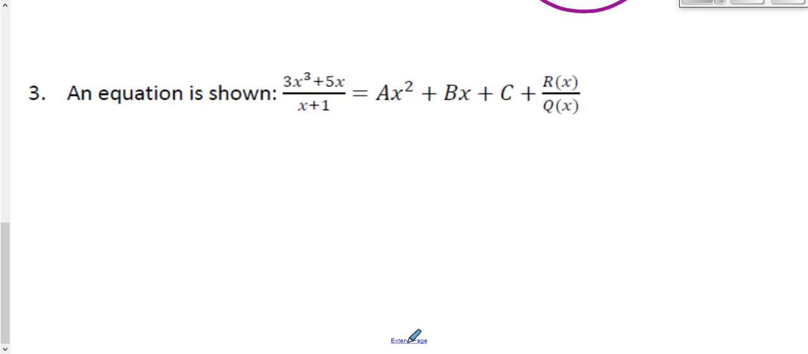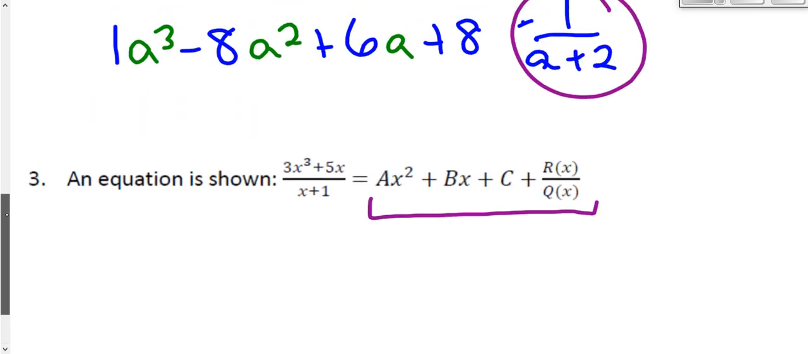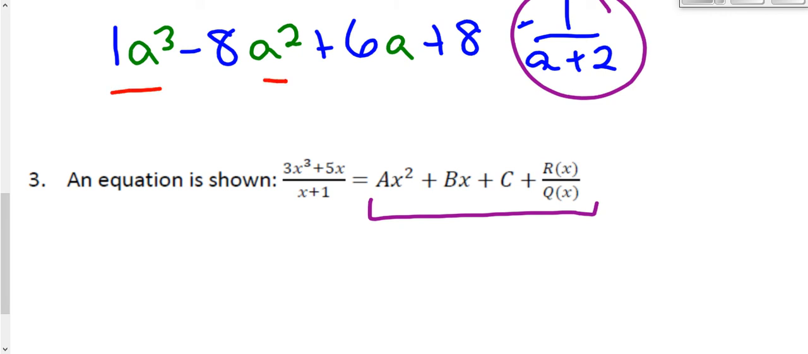So this equation, we have 3x cubed plus 5x. We have to divide it by x plus 1. And this is the type of answer we're going to get. What you'll notice is this is just a quadratic. This is just a polynomial, like we got up here. So up here we had a cubed, a squared, a, and a number, and then we had a remainder.